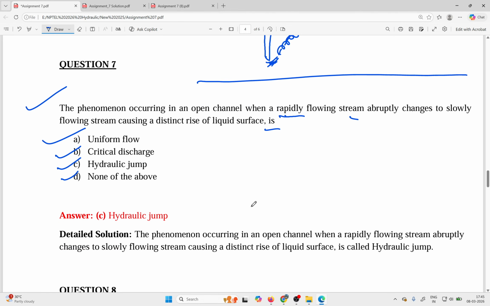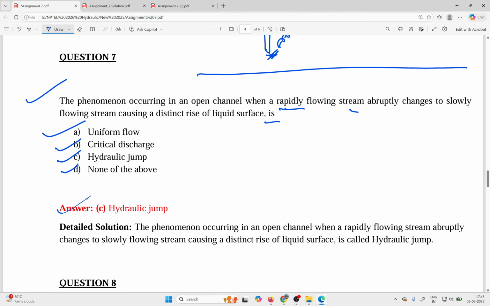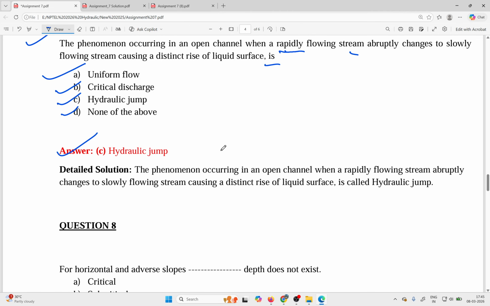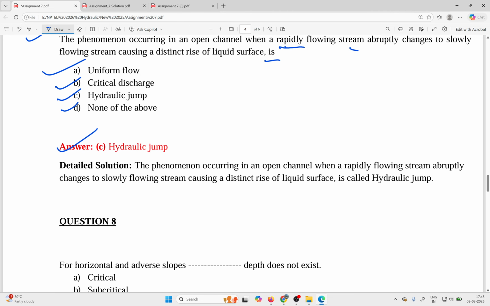So always remember, option C will be correct here. Yes, Kagan is correct. Now we'll move on to the next question. The next question is also very easy.